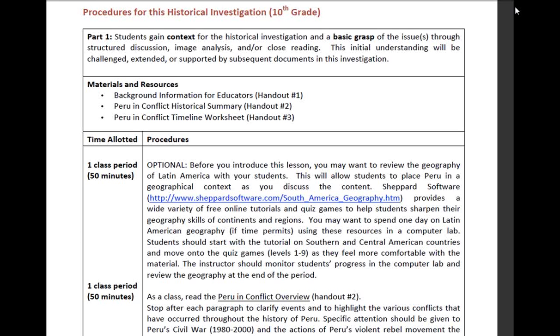Like I told you, the first class period, the authors in this case said, should be entirely optional. We think that students would really benefit from a short geography lesson, especially about Latin America, and we've suggested a way that teachers can do that. Beneath that, we have come up with the second handout, which I'll get to in a minute, where students are introduced to the various conflicts in Peru.